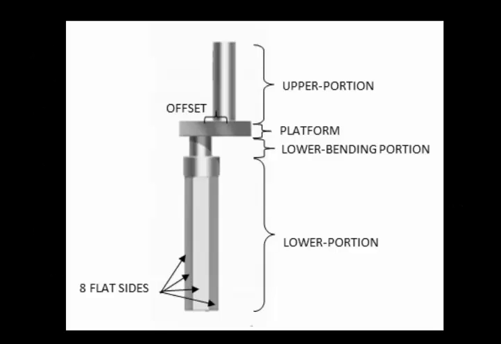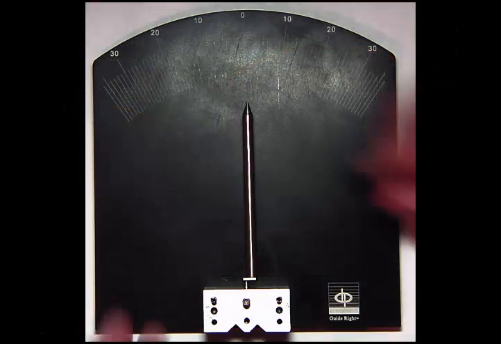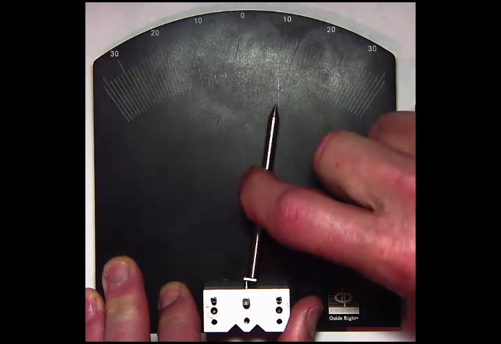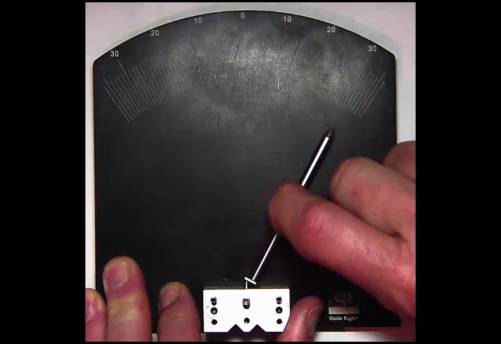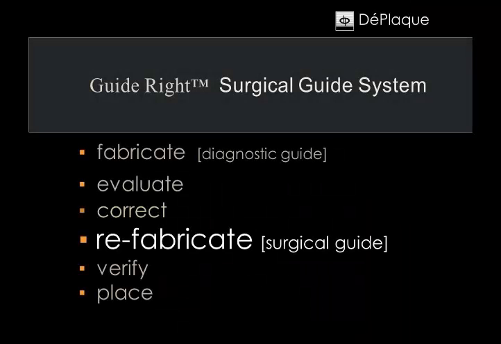This is a close-up view of the offset guide post used. The stylus is used as a lever to bend the guide post 32 degrees. And a 32-degree angle correction is made. The next step is to fabricate a new surgical guide.